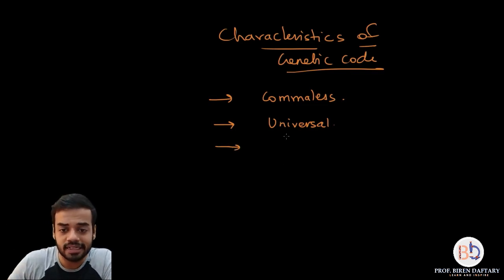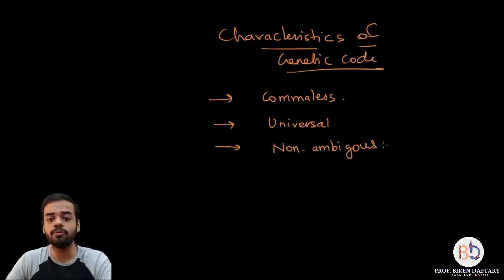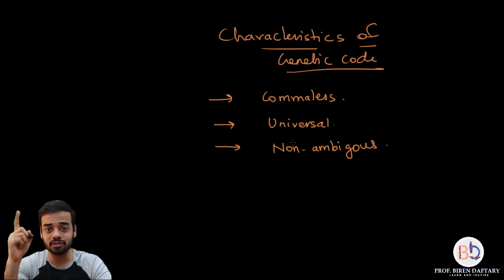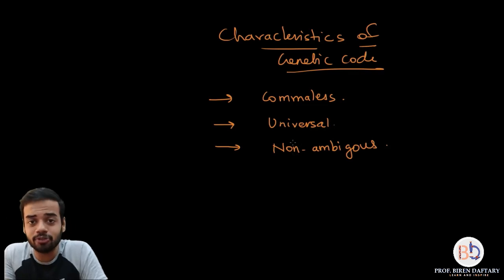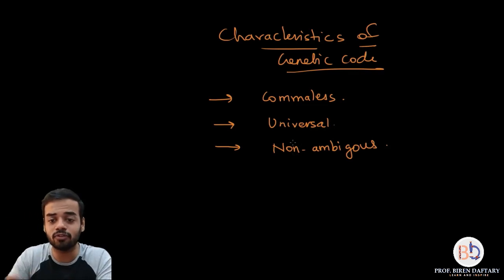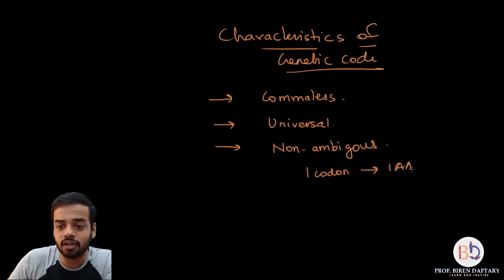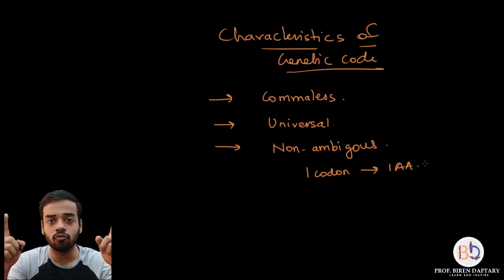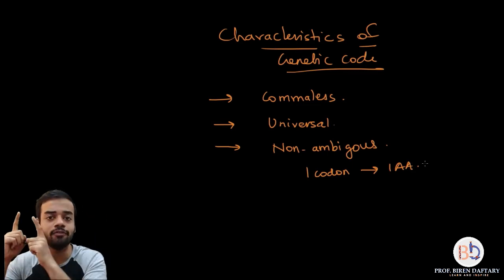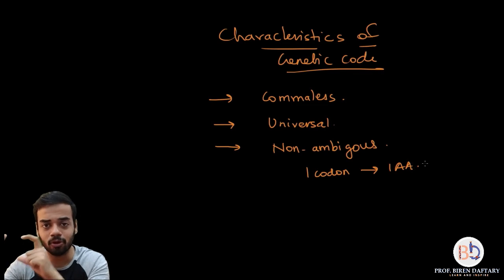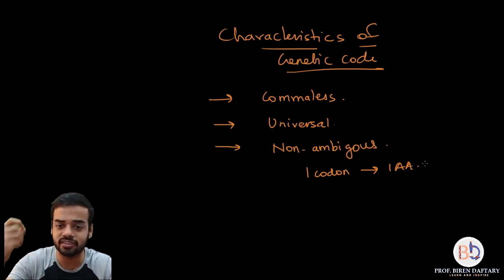Third, it is non-ambiguous. What do you mean by non-ambiguous? I had told you, please remember this point. Non-ambiguous means it is fairly straightforward. It means that one codon can form only one amino acid. One type of codon can form only one type of amino acid. This point is called non-ambiguous genetic code.